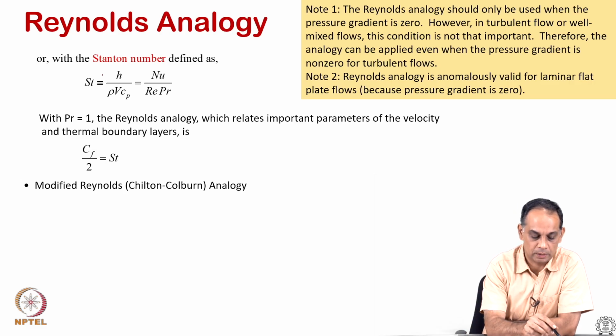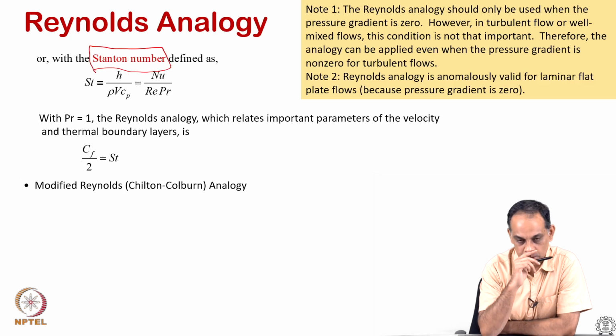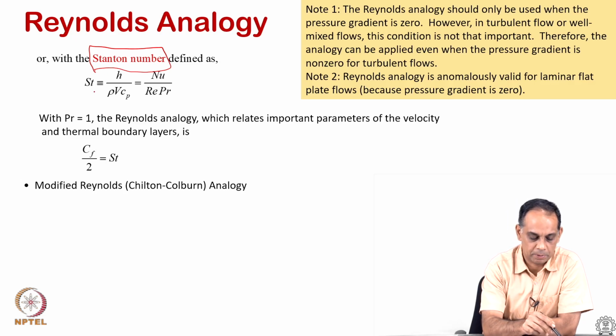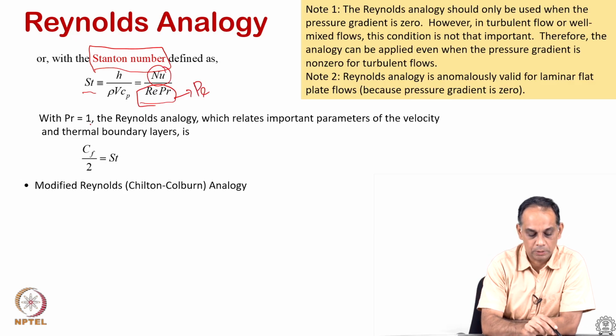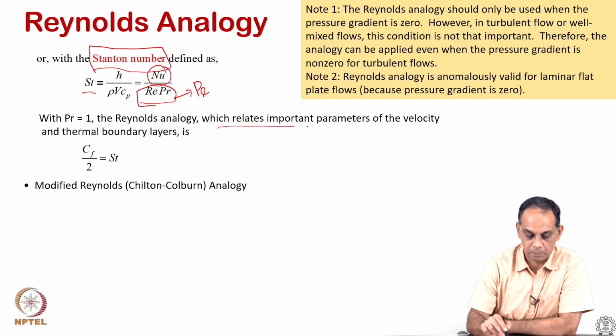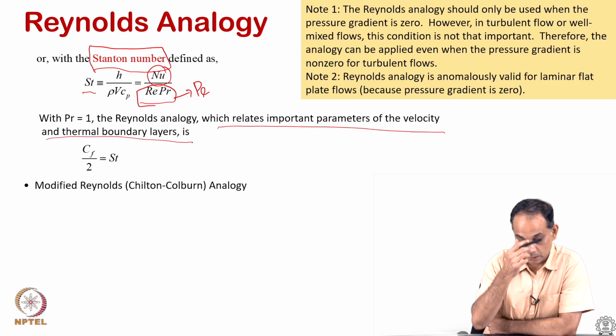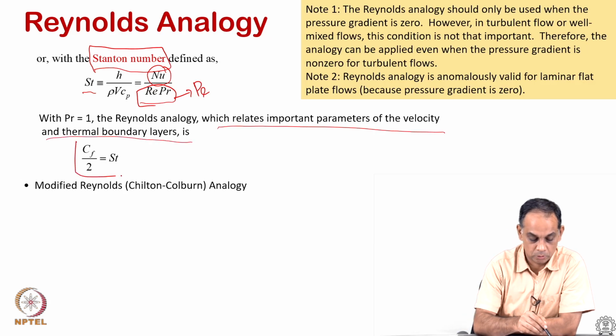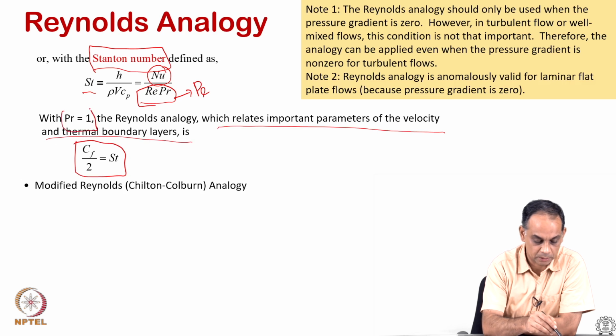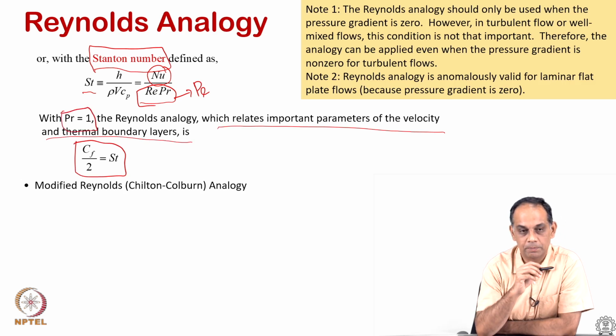If I were to take the same expression and write it in terms of Stanton number, because the heat transfer enhancement adjudging technique that we discussed previously is based on Stanton number, you get Stanton number is equal to Nusselt by Reynolds divided by Prandtl. This denominator is nothing but the Peclet number. With Prandtl equal to 1, the Reynolds analogy, which relates important parameters of the velocity and the thermal boundary layer, is this. So one makes a key assumption that the Prandtl number is equal to 1.